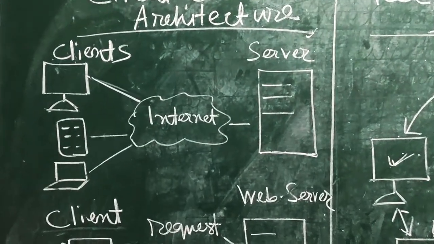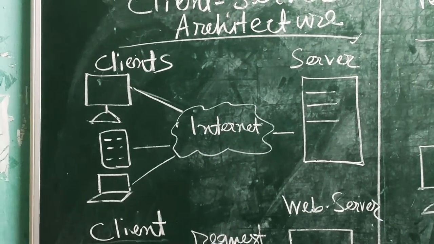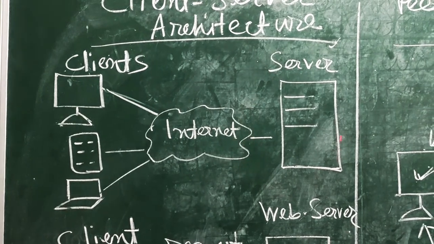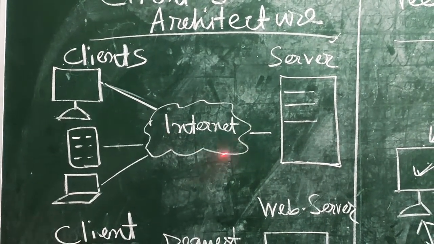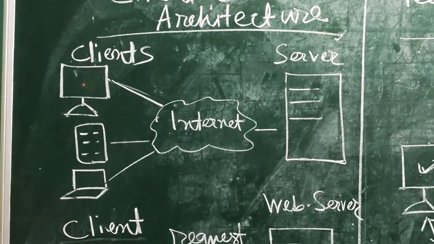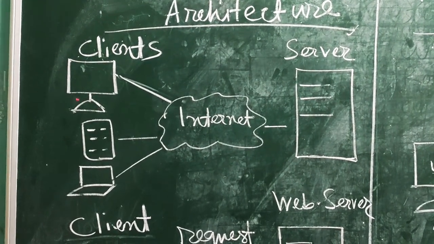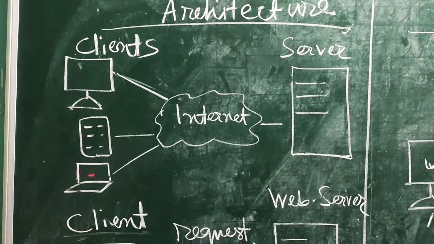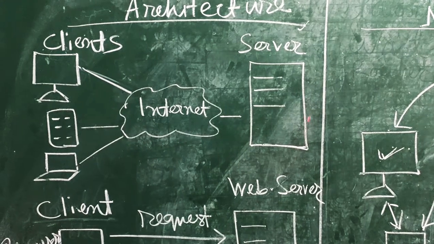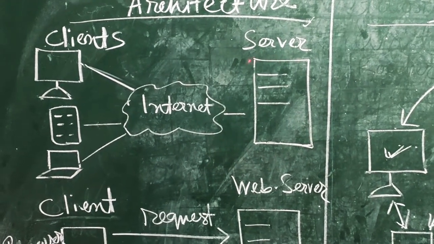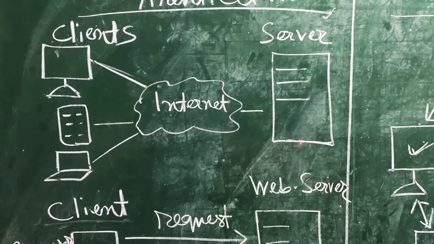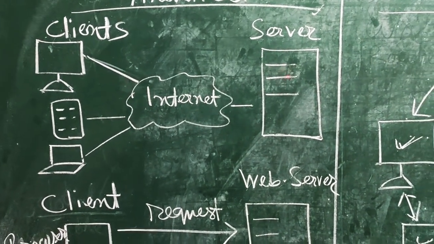So from the diagram you can see, these are the client computers and this is the server in the network system where medium is internet. Now client computers may be any desktop, mobile devices or laptop, and these server computers are also computers, but the difference is that these server computers are more powerful than the client computers.